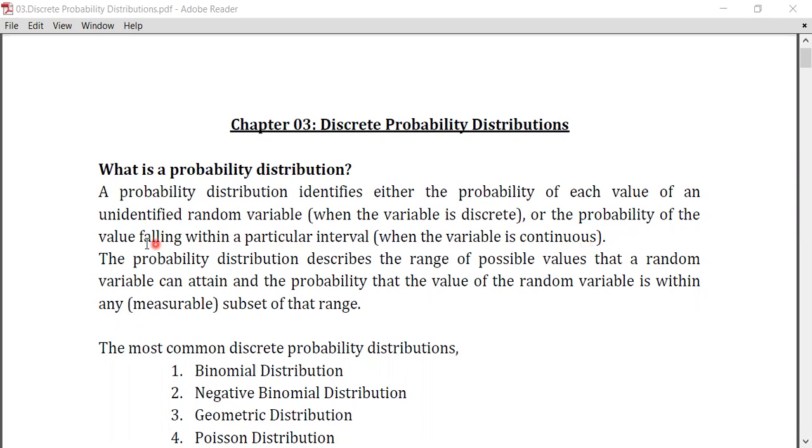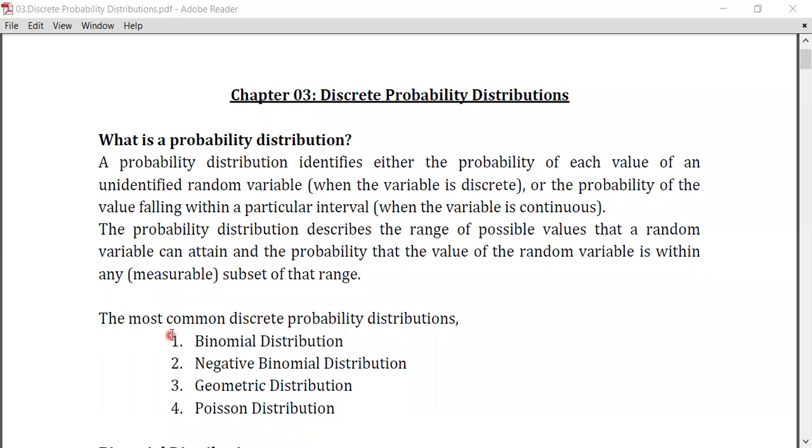In other words, you can say the probability distribution describes the range of possible values that a random variable can attain, and the probability that the value of the random variable is within any measurable subset of that range. If you focus on the discrete probability distributions, these can be identified as the most common ones.